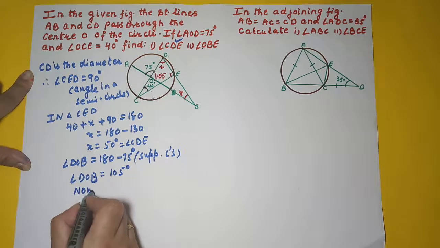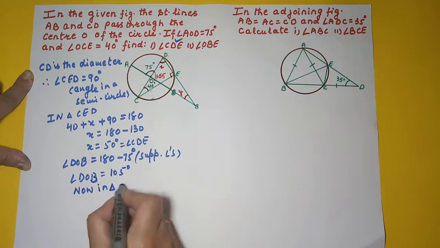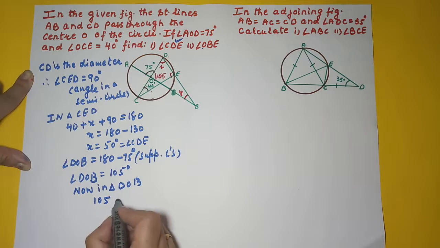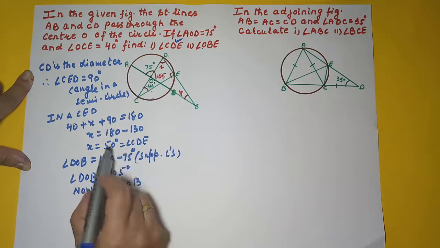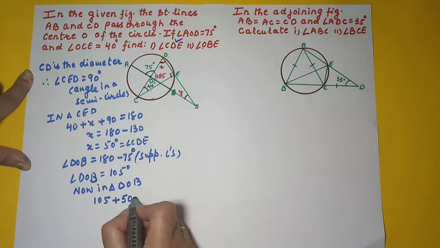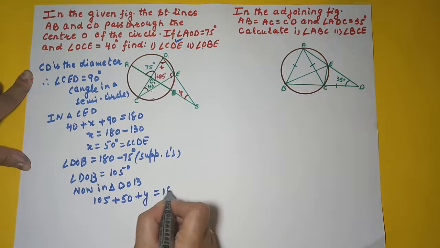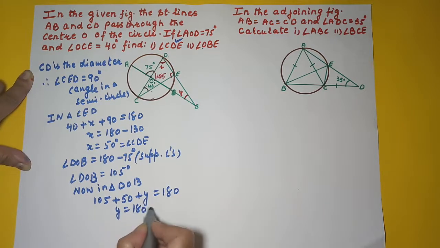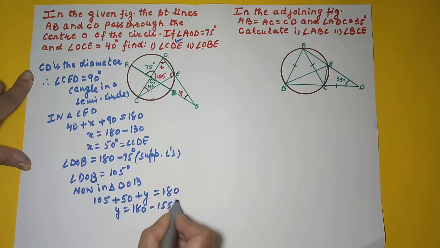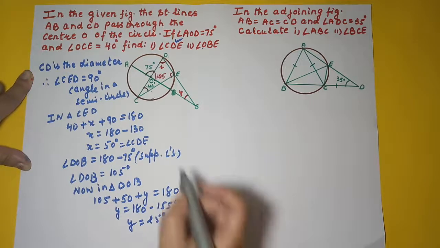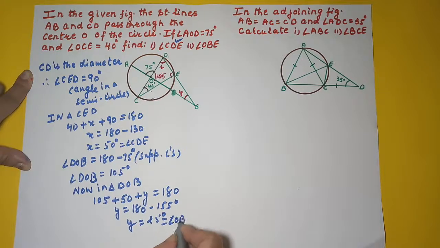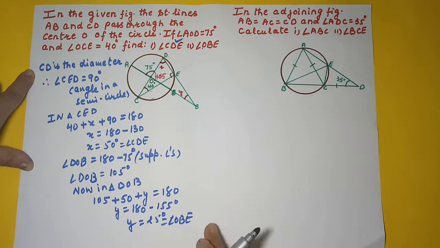Now which triangle will I take? In triangle DOB, 105 plus X, which I have already found as 50, plus Y equal to 180. So Y is equal to 180 minus 155. So my Y will be 25 degrees. So which is my angle Y? OBE, which is equal to angle OBE. So I have found both the angles, right?